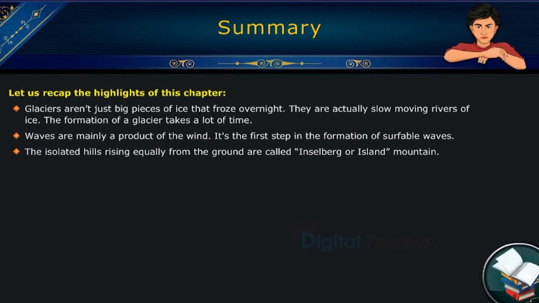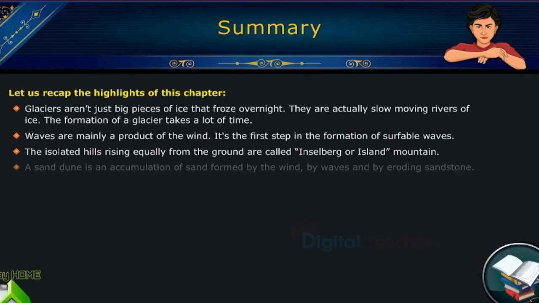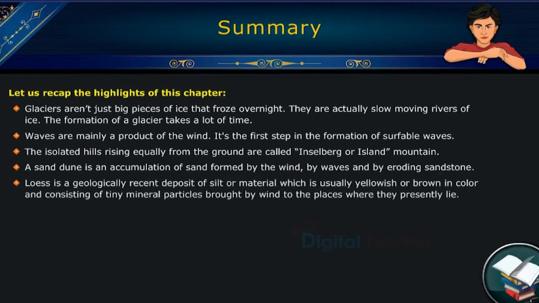The isolated hills rising steeply from the ground are called inselberg or island mountain. A sand dune is an accumulation of sand formed by the wind, by waves, and by eroding sandstone. Loess is a geologically recent deposit of silt or material, usually yellowish or brown in color, consisting of tiny mineral particles brought by wind to the places where they presently lie.